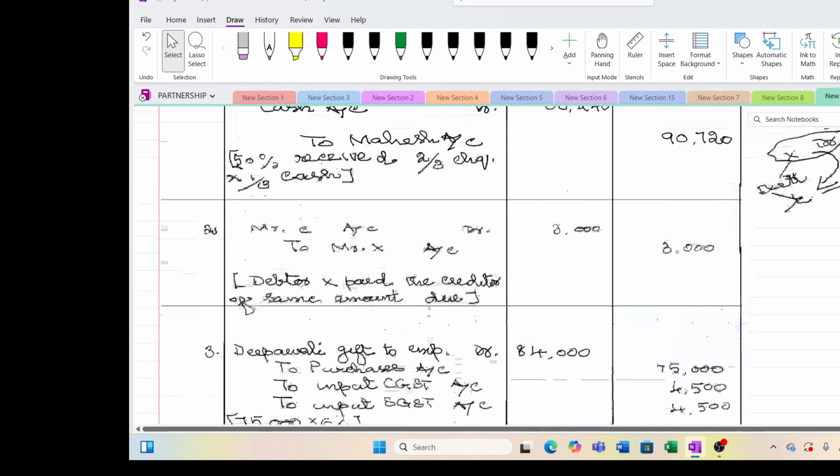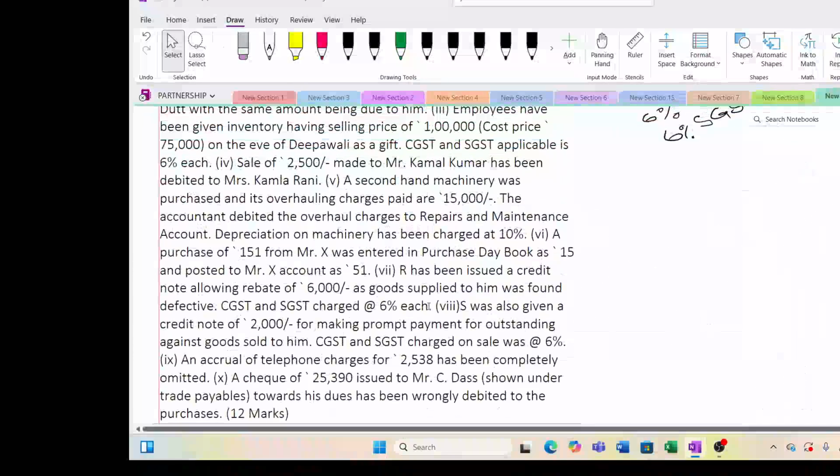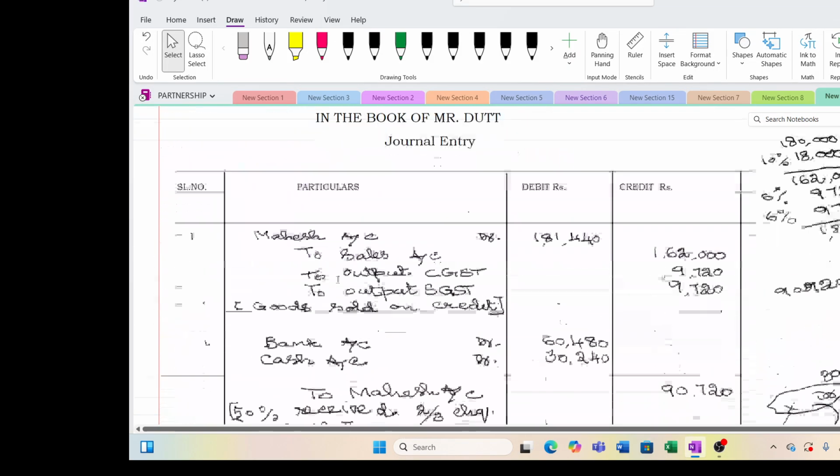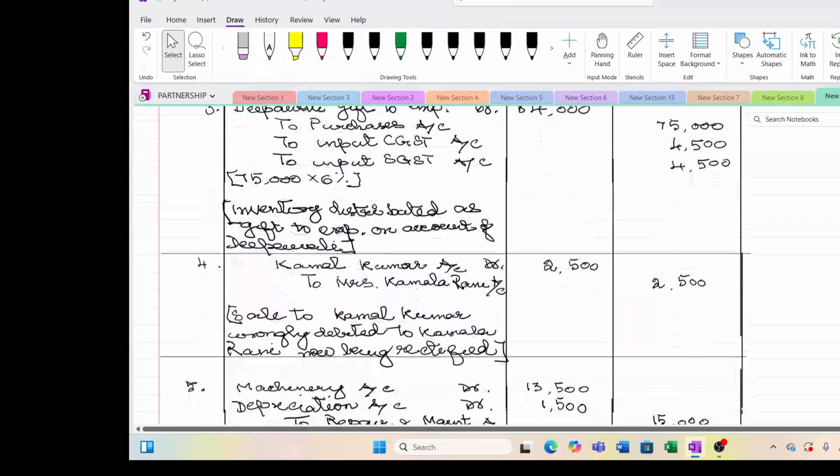Okay. Now moving on to the next item. Purchase of 151 from Mr. X was entered in the purchase day book as 15 and posted to X account as 51. See here what happened.